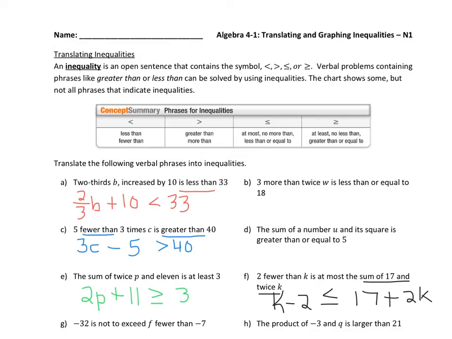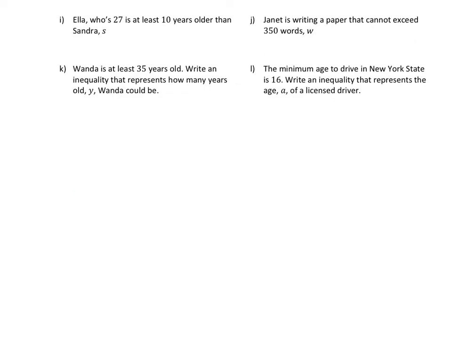Let's jump down to letter K. Wanda is at least 35 years old. Write an inequality that represents how many years old, Y, Wanda could be. So we have Y and we have 35. She's at least 35. So that means she could be 35 or she could be older than 35.